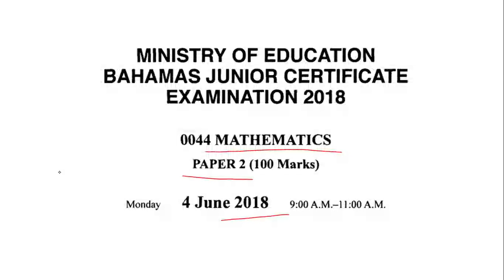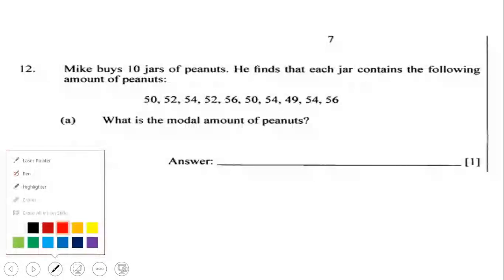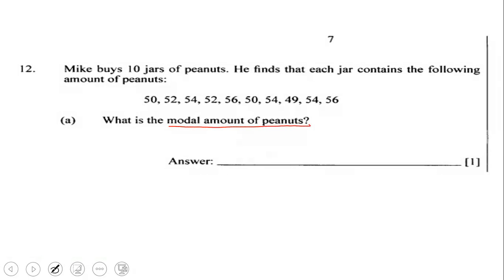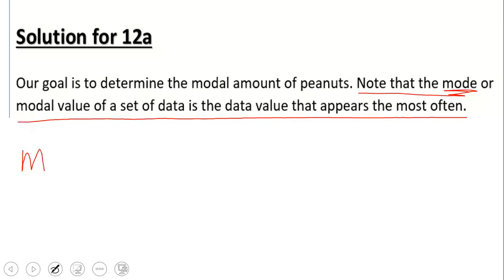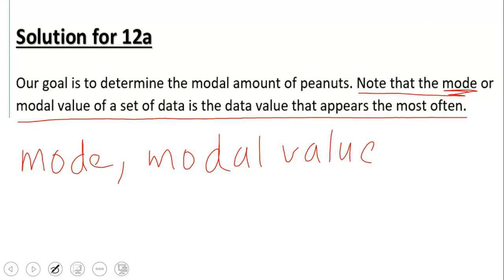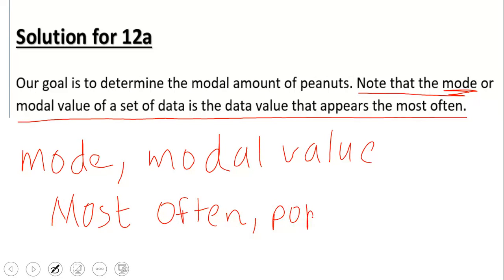Our goal is to determine the modal amount of peanuts. So note that the mode, or the modal value of a set of data, is the data value that appears most often, or most frequently. It is the most popular data value. So let's determine what the modal value of this particular data set is.